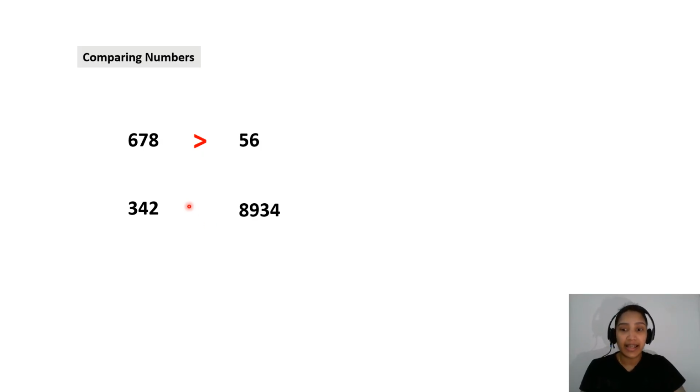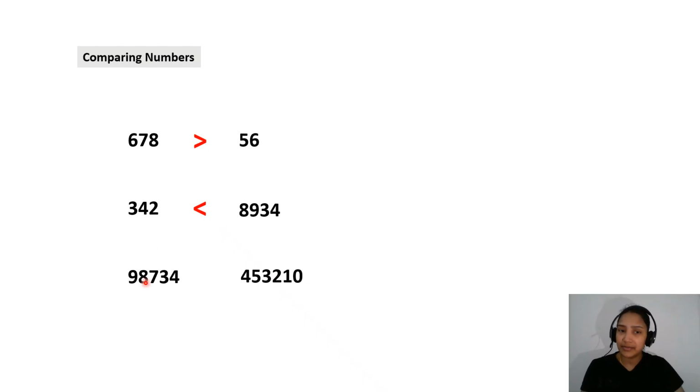8934 is the largest number. Okay, so we will be putting less than symbol. First we put greater than symbol, then less than symbol. Next number is a 5-digit number. Okay, then next is again a 6-digit number. Simply, can you say which number will be the greatest number?